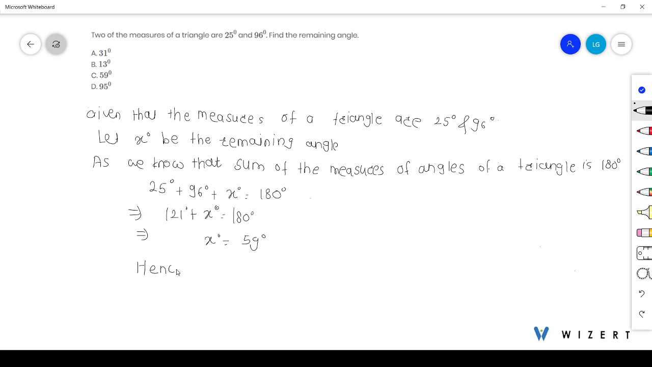Hence the measure of the remaining angle is 59 degree. And from the available options, we have option C as 59 degree.